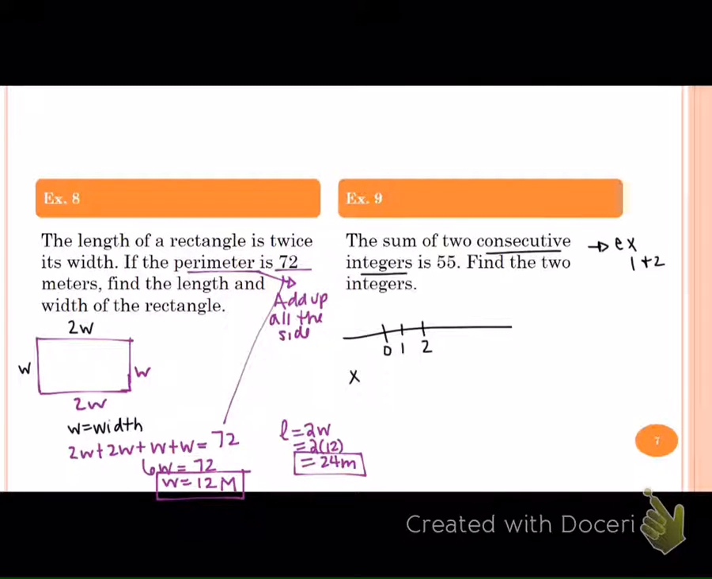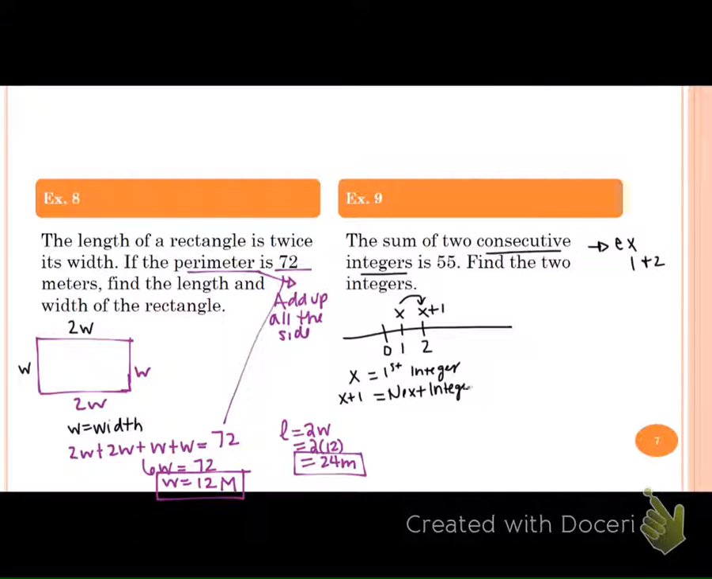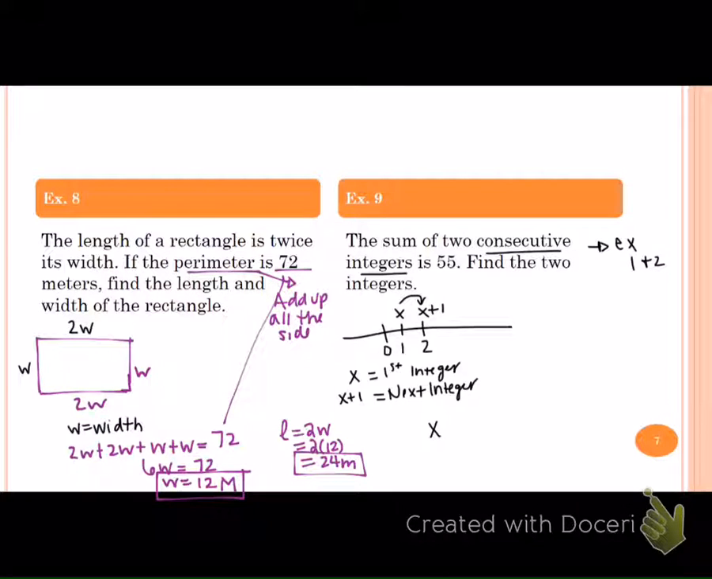When we're finding the variables, we're going to label the first integer x. How do I get to the next integer if it's consecutive? What would I label the next integer? Yeah. X plus 2. Or X plus 1. Well, you only had to add 1, right? Because it's the next one on. So it's x plus 1 is the next integer. So when it says sum, that means addition. So we're going to do x plus x plus 1 equals 55. And then we'll just simplify that.